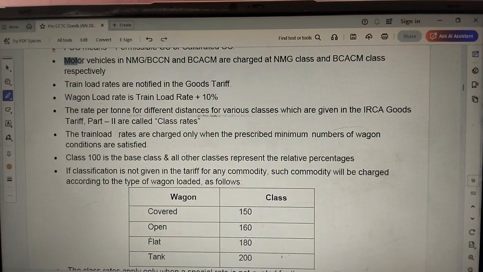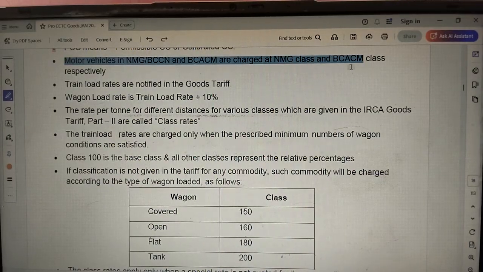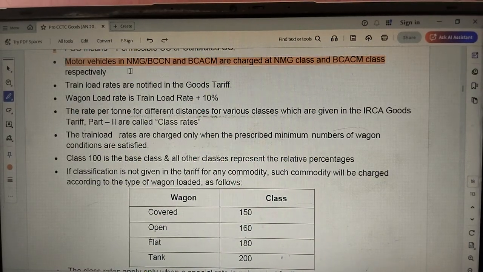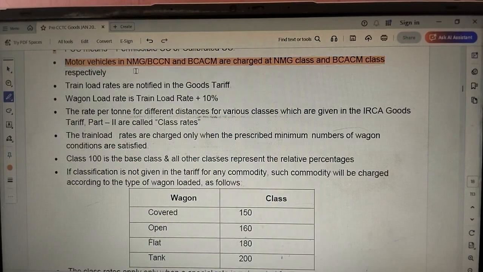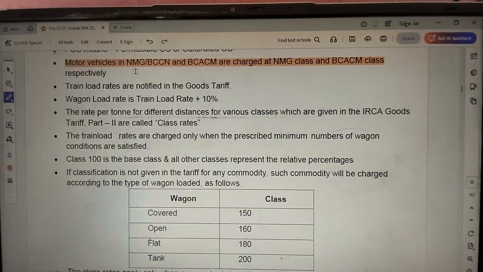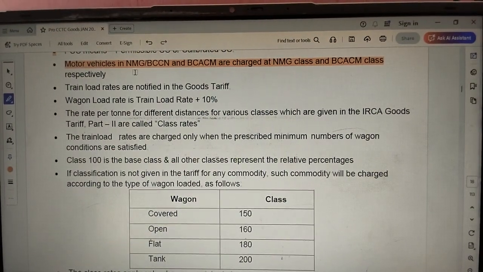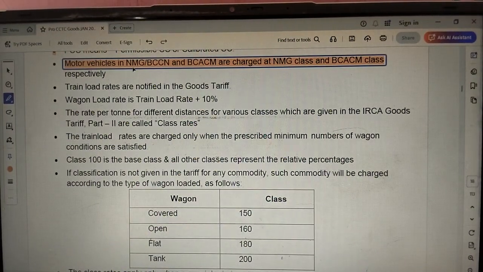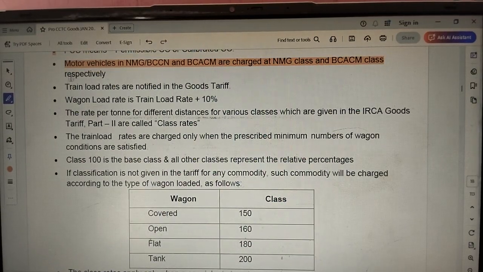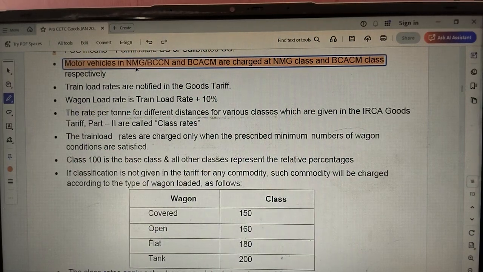Motor vehicles, NMG, BCCN, BCCM are charged NMG class and VCMA class respectively. NMG means new modified goods. This is a new one, with standard rate 25. BCCN we have already seen. This has 42 rakes, and this has NMG. This has 25 rakes. This is ICF coach remodelled NMG goods.